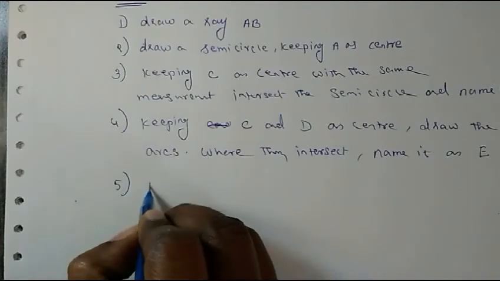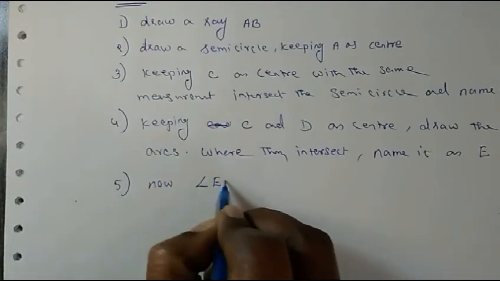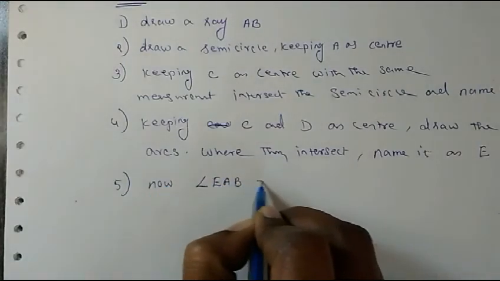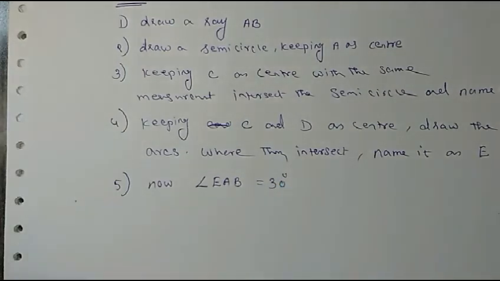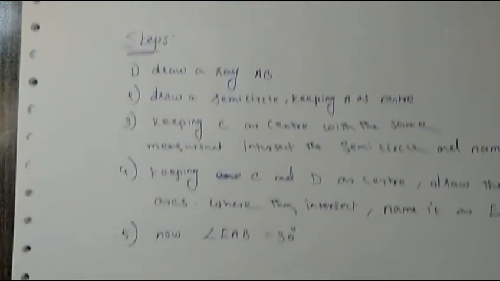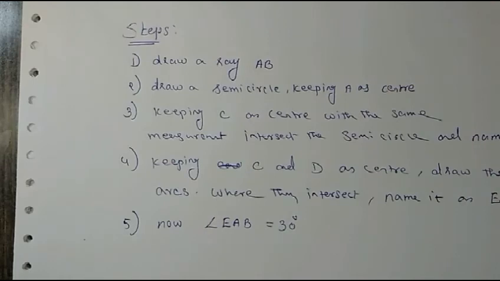So now angle EAB is 30 degrees. So the steps, you can write in your own words. Whatever you are doing, you can write down in your own words. You don't need to learn by heart. Just whatever steps you are doing, write it in your own words.